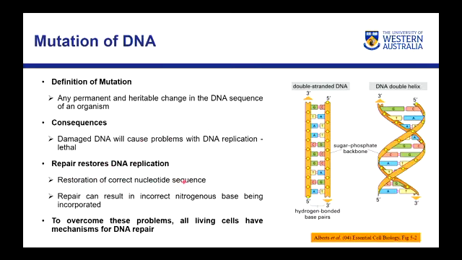It restores the correct nucleotide sequence, although repair can also result in incorrect nitrogenous bases being incorporated. However, if you remember, I said DNA polymerase has proofreading ability, which means it can check for these errors. So to overcome these problems, all living cells have mechanisms for DNA repair. It would be a disaster if they didn't.